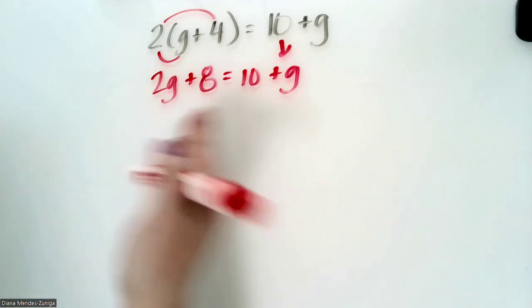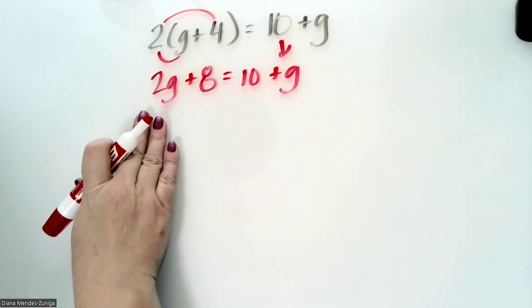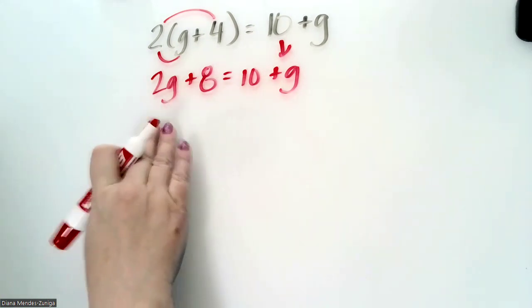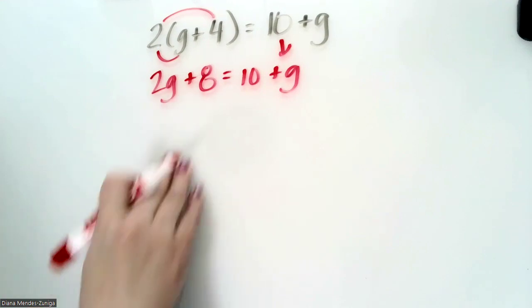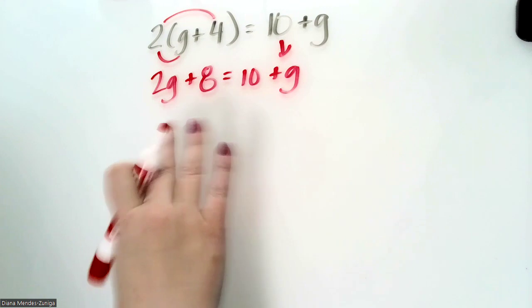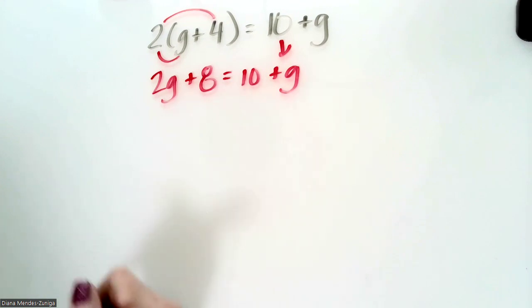Now, I cannot have g's on both sides of this equation. I need to get rid of one of the g's. You can take away 2 g's here, or you can take away a g here. I personally like to keep my variables on this side and my number on this side. However, you can do this on either side and you will still come up with the right answer as long as you use the same process.